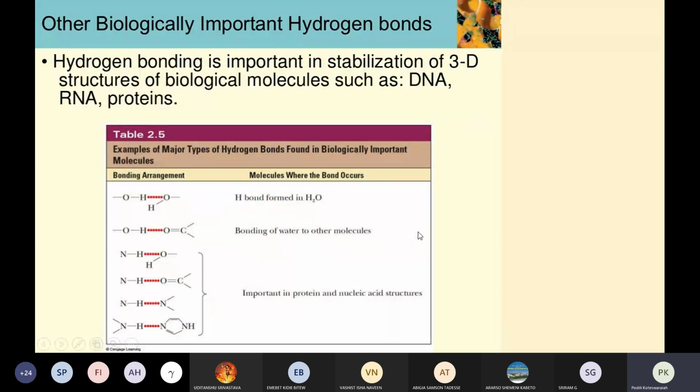And this hydrogen bonding is not only present between water molecules; hydrogen bonding is also important in stabilizing the structure of many biological molecules like DNA, RNA, and proteins.